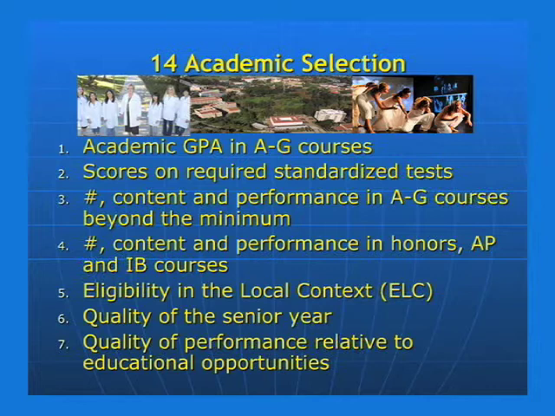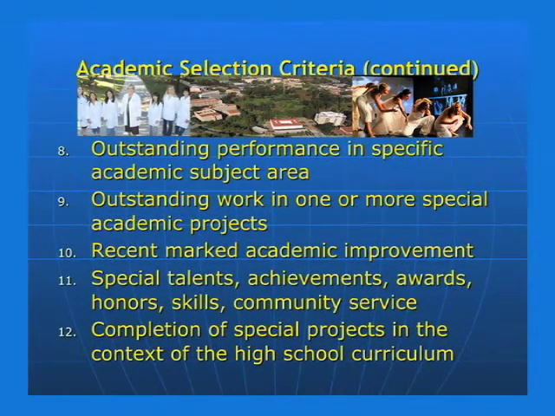7, the quality and performance relative to the educational opportunities, and this is where, as a reviewer, you need to really take into account the individual context that each student is coming from. Continuing on, 8, outstanding performance in a specific academic subject area, and this may be related in context to what the student is trying to apply for as an intended major. 9, academic work in one or more special academic projects, including an internship, summer program, etc.